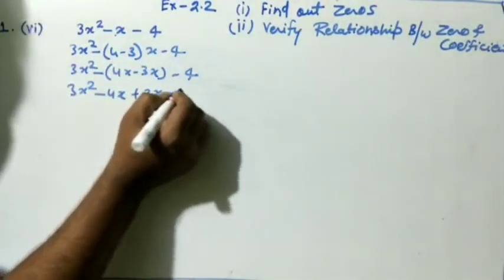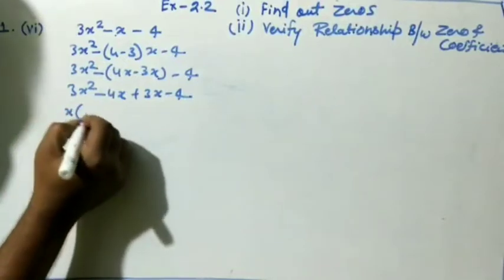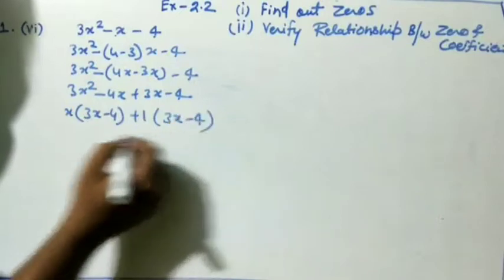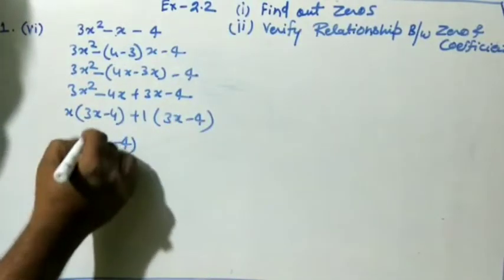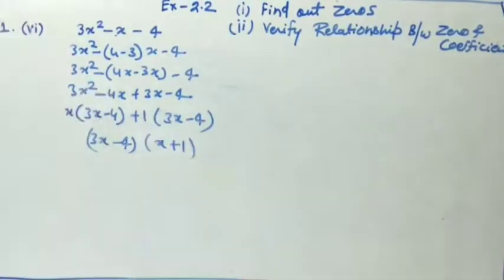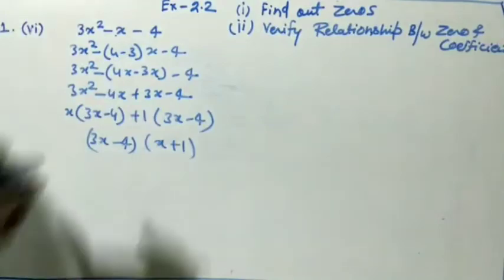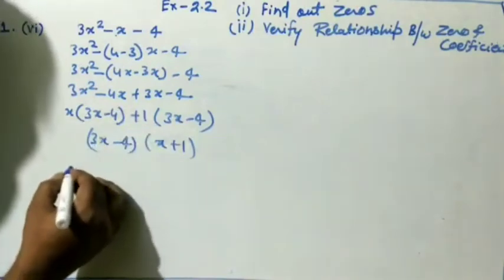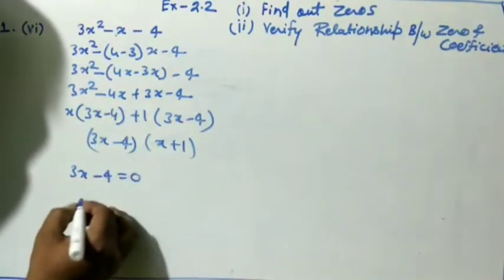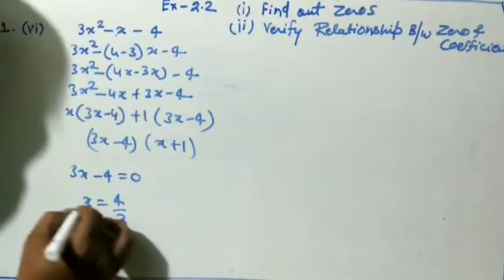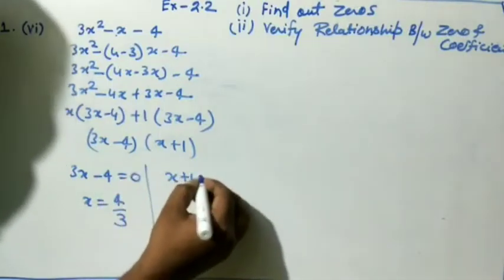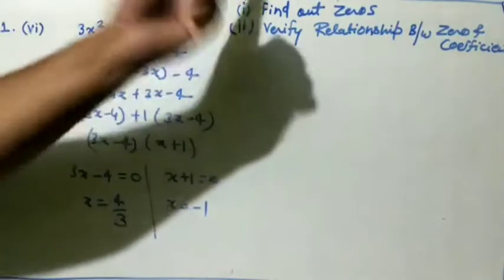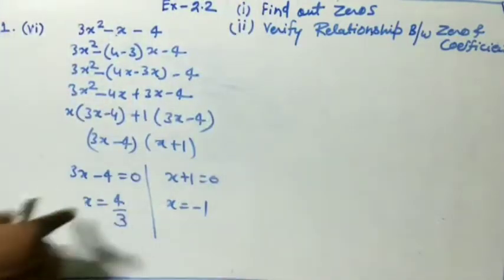3x square minus 4x, open the bracket, plus 3x minus 4. x is common in the first two terms, and 3x minus 4 is common, and x plus 1 will remain. So the value of this polynomial will be 0 when 3x minus 4 equal to 0, x equal to 4 upon 3. x plus 1 equal to 0, x equal to minus 1. So we have solved the first question, find out zeros. These two are the zeros.